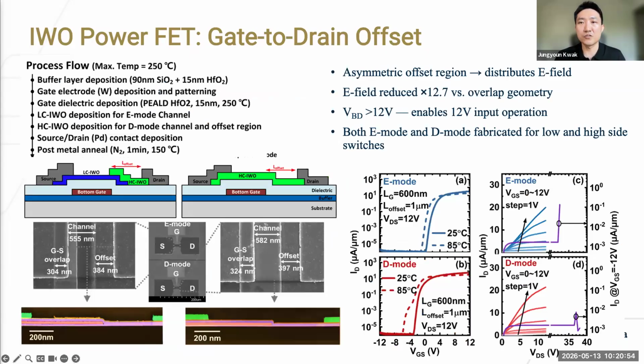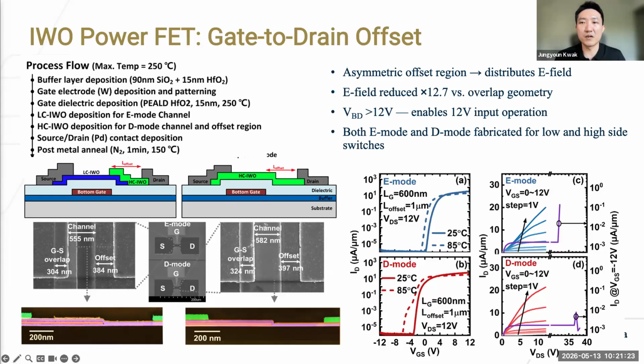Now I will introduce the indium tungsten oxide power transistor. This is the transistor that makes our 12-volt converter possible. The left figure shows the two device structures. The left is the enhancement mode device, which is normally off. It turns on when you apply a positive gate voltage. The right is the depletion mode device, which is normally on. It has a negative threshold voltage and can be used as a high-side switch.